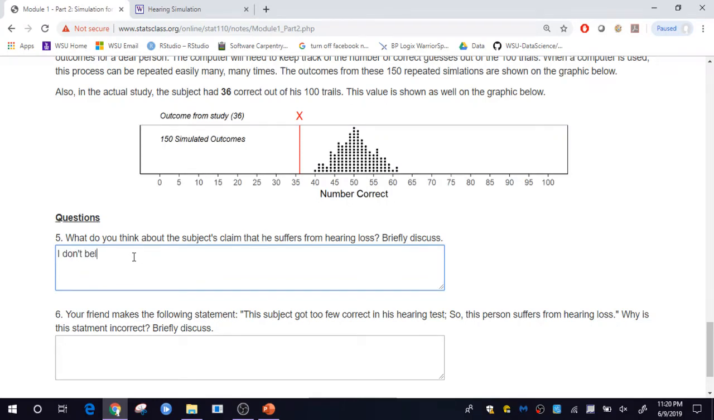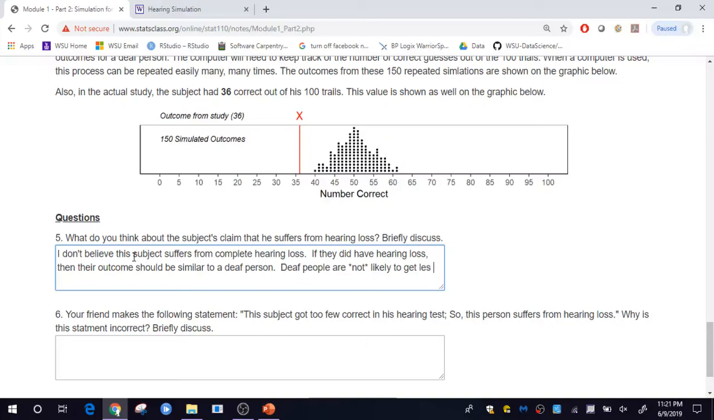I don't believe this subject suffers from complete hearing loss. If they did have hearing loss, then their outcome should be similar to deaf people, to a deaf person. Deaf people are not likely to get less than 40 out of 100 trials correct. This individual only got 36 correct.